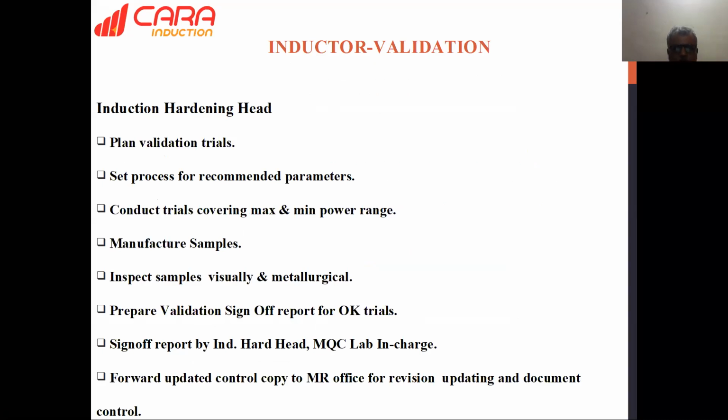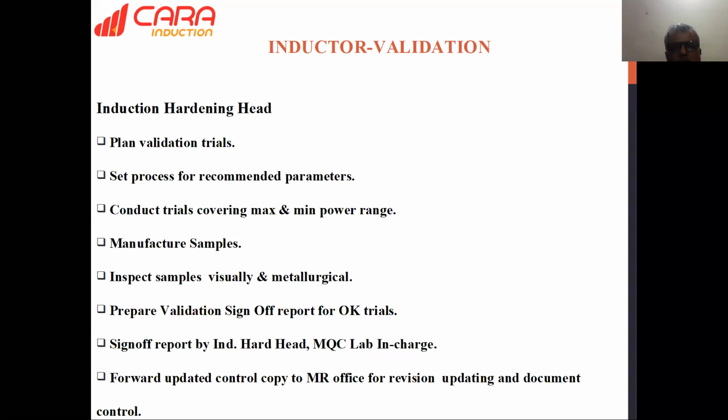Now the inductor validation. When we are using a new inductor, it should be validated. For that, we need to carry out validation trials. First, whatever process we have developed and whatever design we have fixed, accordingly we have to manufacture our spare inductors. Whatever the parameters, air gap, width of the coil, lamination design, we need to inspect all of them in different conditions: one is the actual parameter, the others are the lower side and higher side parameters.